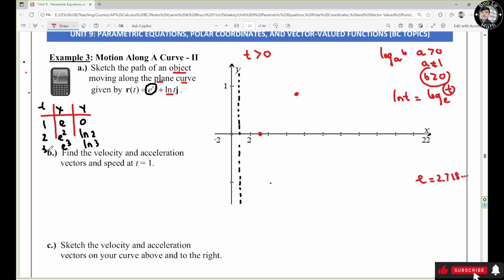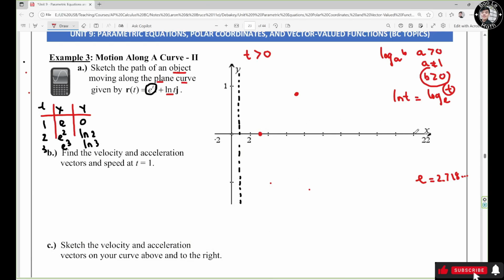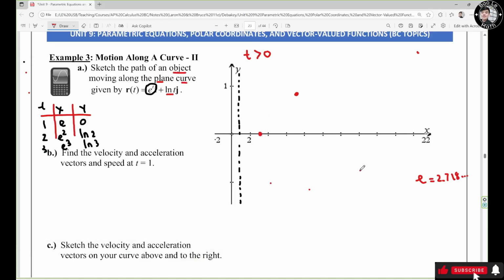Alright, now at t equals 3, x equals e cubed, right? So you're going to press e cubed, enter, convert this one to decimal. It should be 20 point something, so this is 22, this is 20 point something, it should be somewhere right here. Y equals natural log of 3, so if you press natural log of 3, press enter, convert this one to decimal. It's going to be 1 point something, so it's going to be right here. Alright, so if you grab it, it could be something like this.